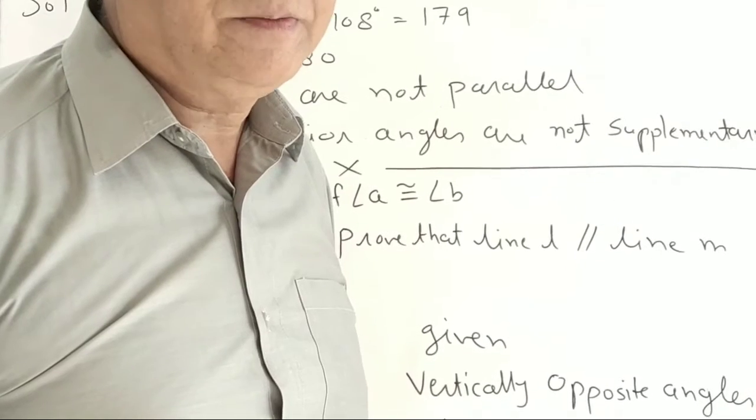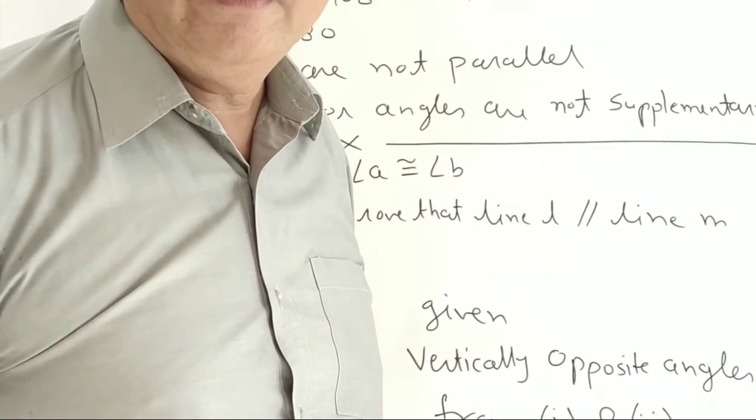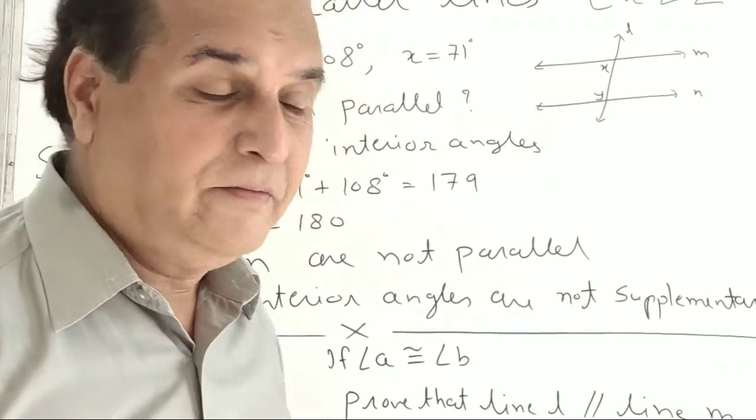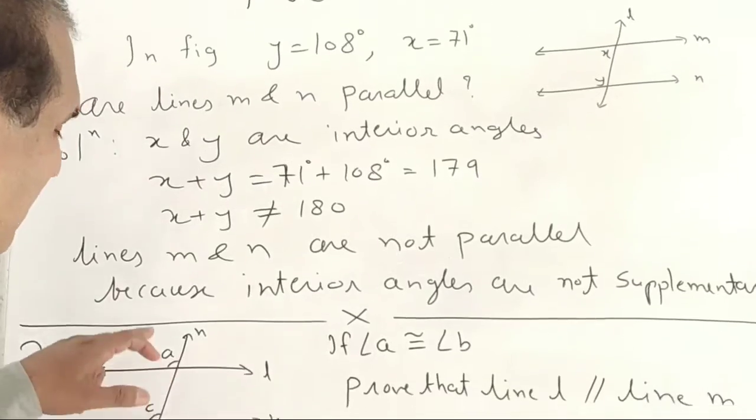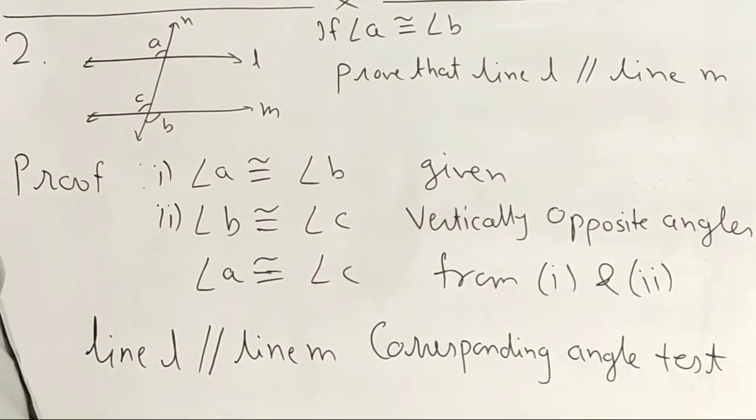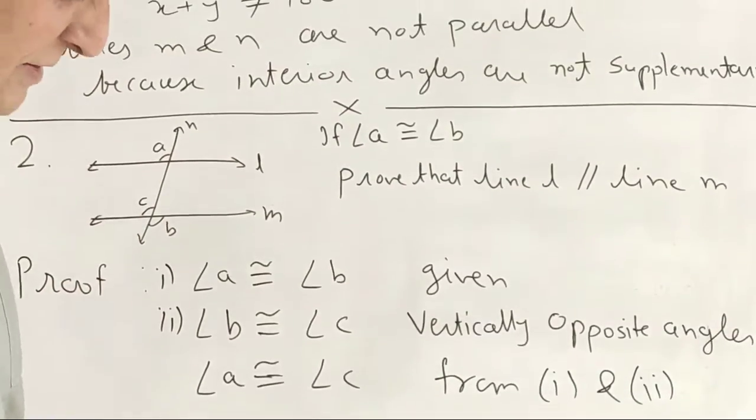Corresponding angle test. You revise. In the beginning, I explained the basics to you. So if corresponding angles are congruent, the lines are parallel. These lines are parallel because corresponding angles are congruent. Understood? We'll go ahead.